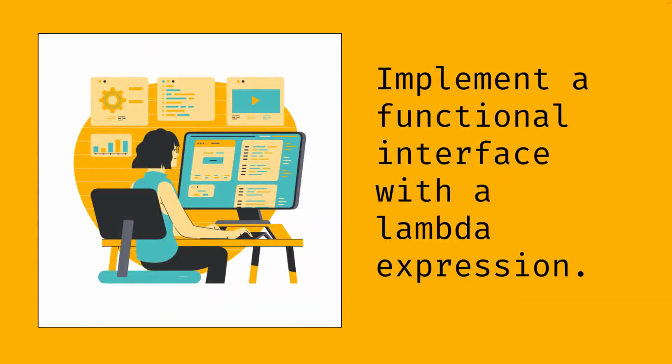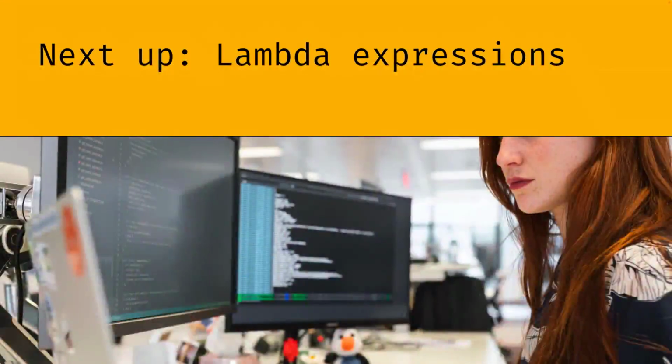Having just one abstract method makes it possible to implement functional interfaces with lambda expressions. Now that we have seen the functional interfaces, let's see how to do this implementation with lambda expressions next.